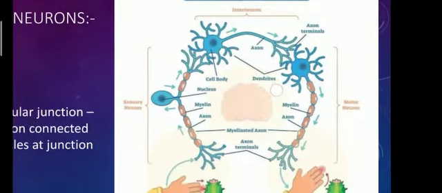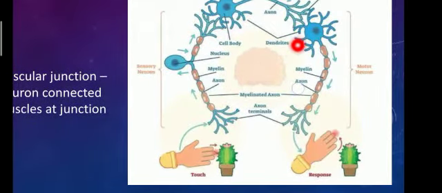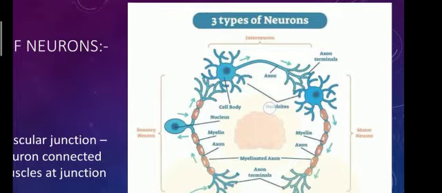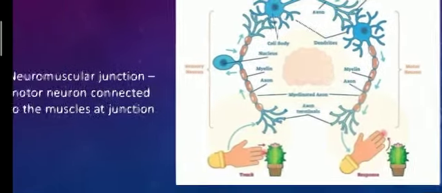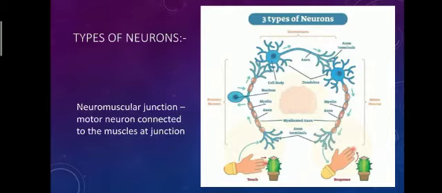Second type, after getting the impulse from brain and spinal cord, a message is sent back to the hand or the muscles of your hand to withdraw your hand, and that message is sent by a type of neuron which is named as motor neuron. And the third one is interneuron, which connects sensory neuron and motor neuron in the brain and spinal cord. So these are the three types of neuron which we can see in our body.